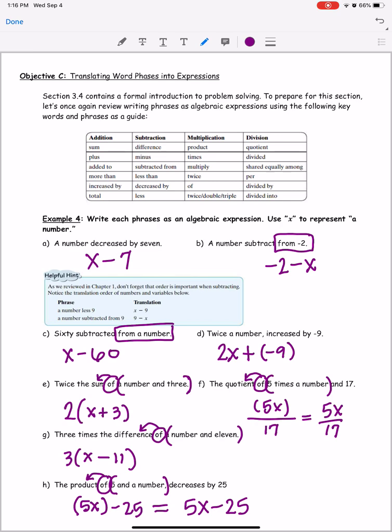So, sorry I kind of rushed through these last ones, but as you can see, it's 1:16. I'm already 6 minutes behind. So, let me know if you have any questions. Pause and rewind, especially if you have any questions over this last page since I blew through it.